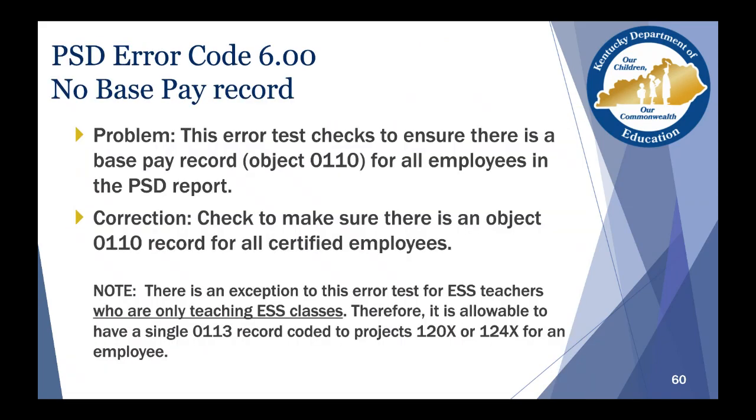The most common is PSD error code 6. And this is one that we mentioned earlier. If this one is incorrect, you may have 3 or 4 other errors that pop up because of it. And the problem here is that this error test checks to ensure there is a base pay record object 0110 for all employees in the PSD report. To correct this, check to make sure there is an object code 0110 record for all certified employees. The note here is that there is an exception in this for ESS teachers. It is allowable for them to have a single 0113 object code record to projects 120X or 124X for an employee.